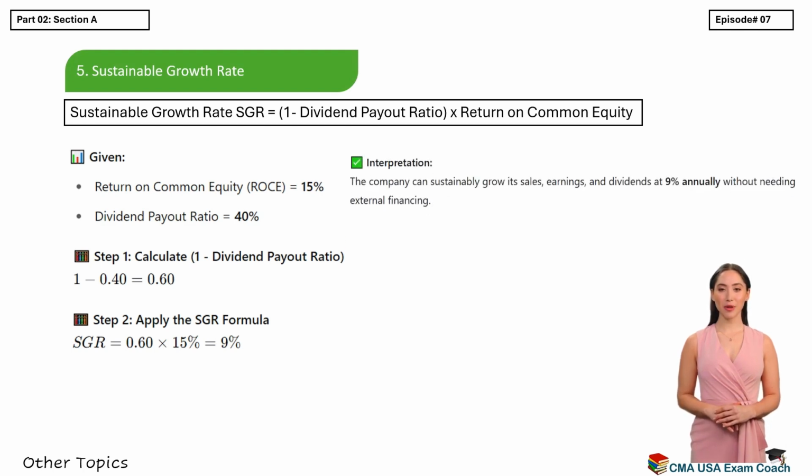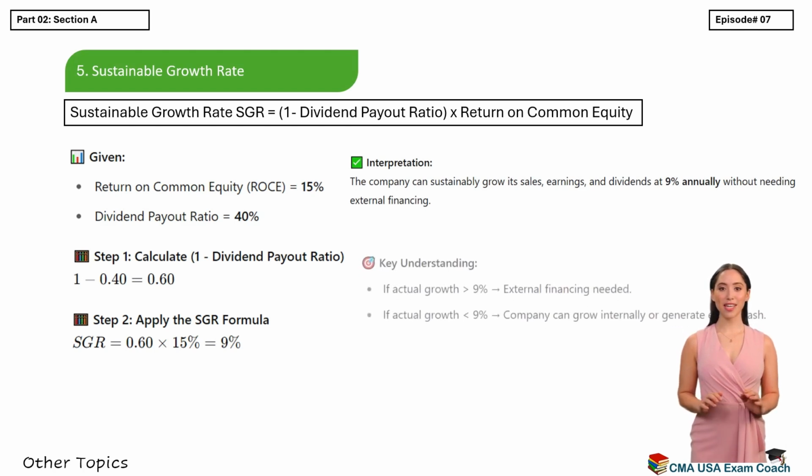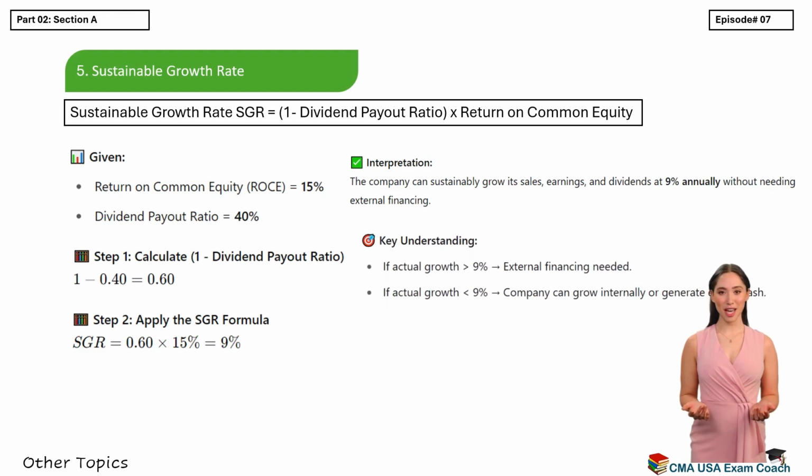Interpreting the sustainable growth rate. If a company's actual growth rate is higher than the sustainable growth rate, it might need external financing to support that growth, such as new debt or equity. If the actual growth rate is lower than the sustainable growth rate, the company may have unused capacity to grow further or may be generating excess cash.